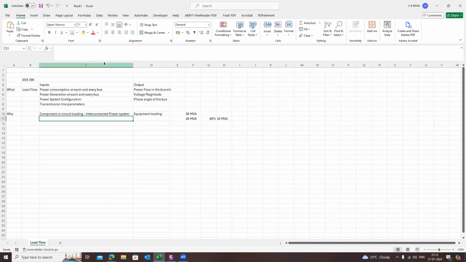So why are we mentioning it especially as an interconnected system? Because two types of systems are there. I think everyone will be aware of this. One is the radial system and the second is the interconnected system. If it is a radial power system, then you need not really perform load flow analysis to find the equipment loading. What do I mean? If the equipment is connected in a radial system, there is no need to perform the load flow analysis to find the equipment loading. So what is the radial system and what is the interconnected system?